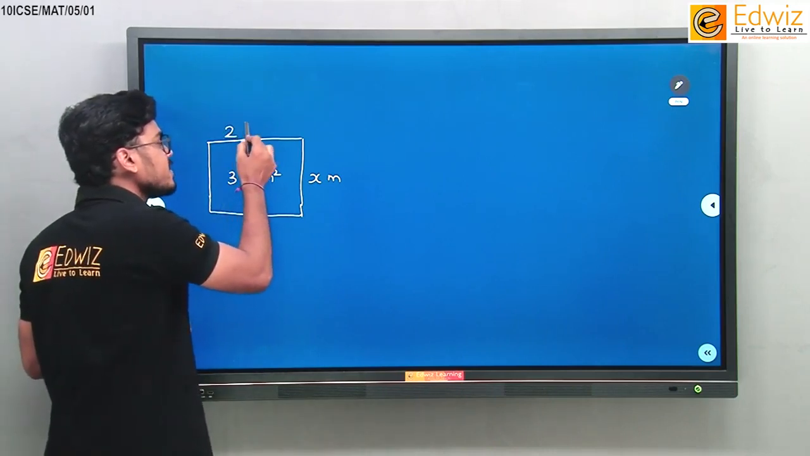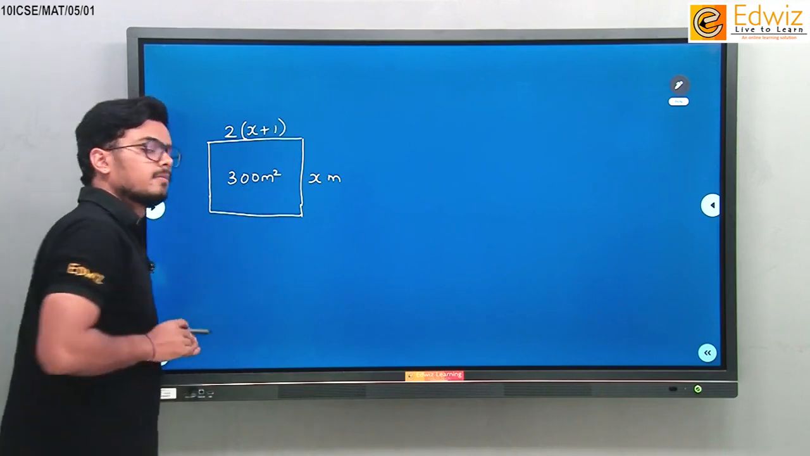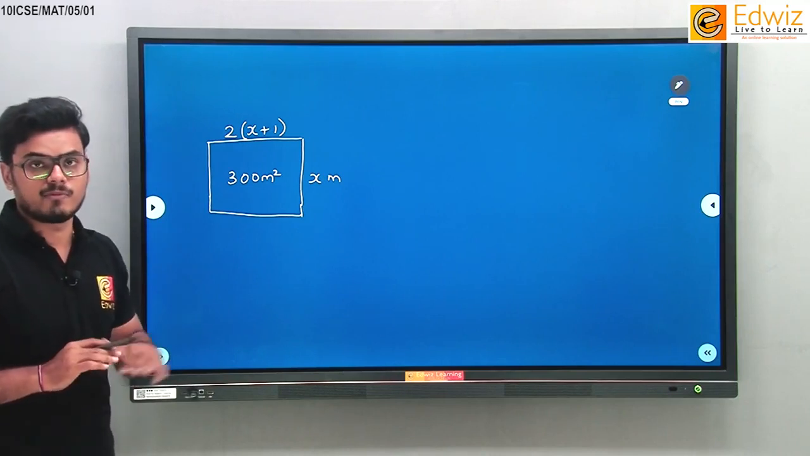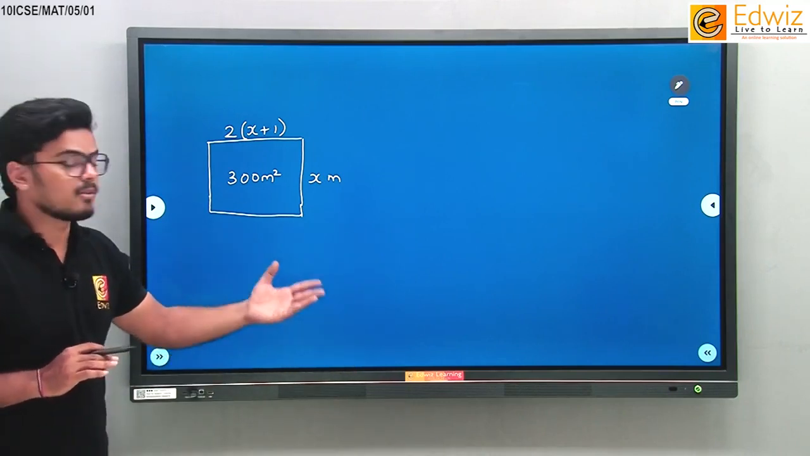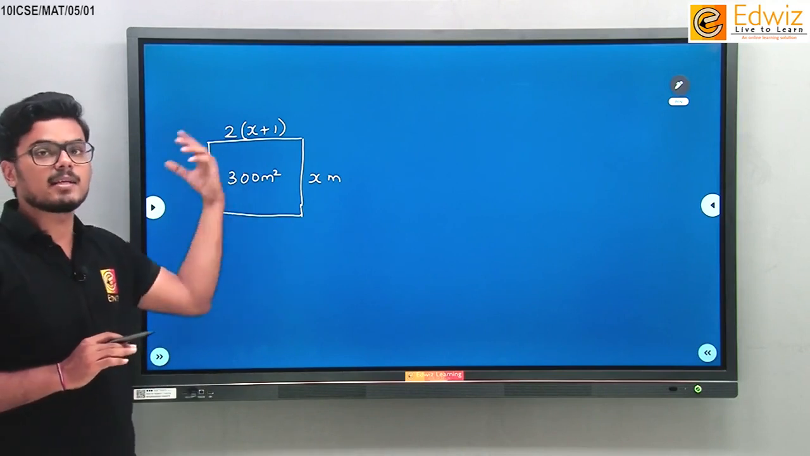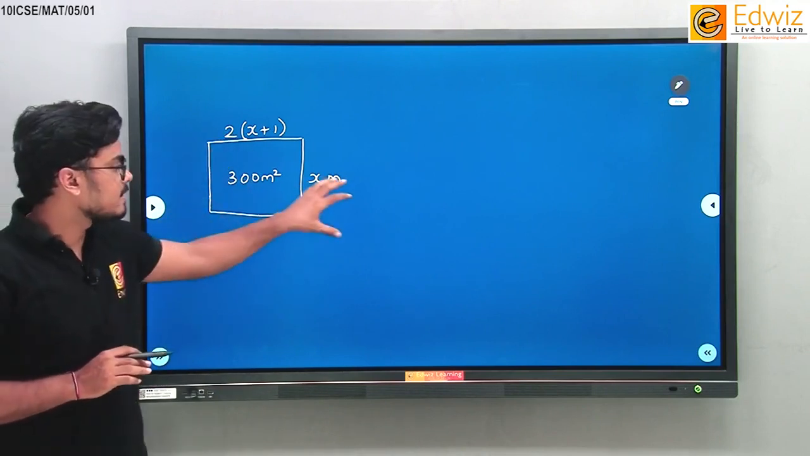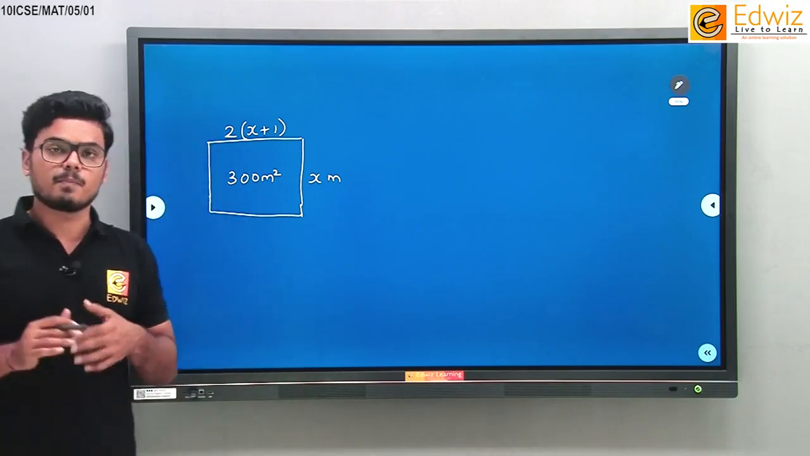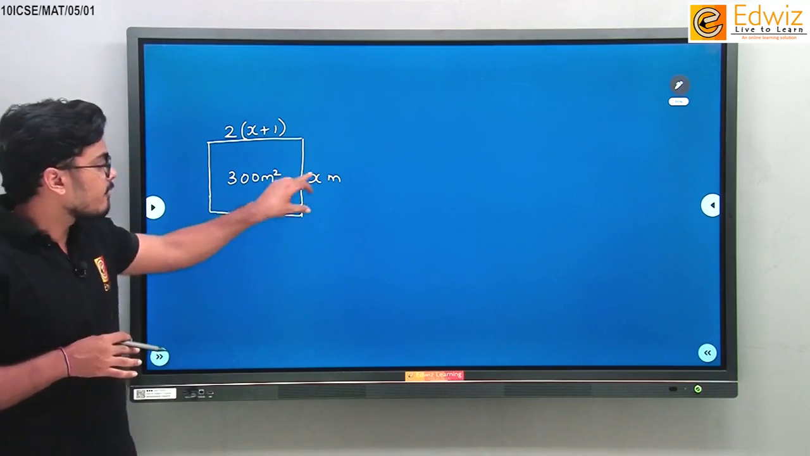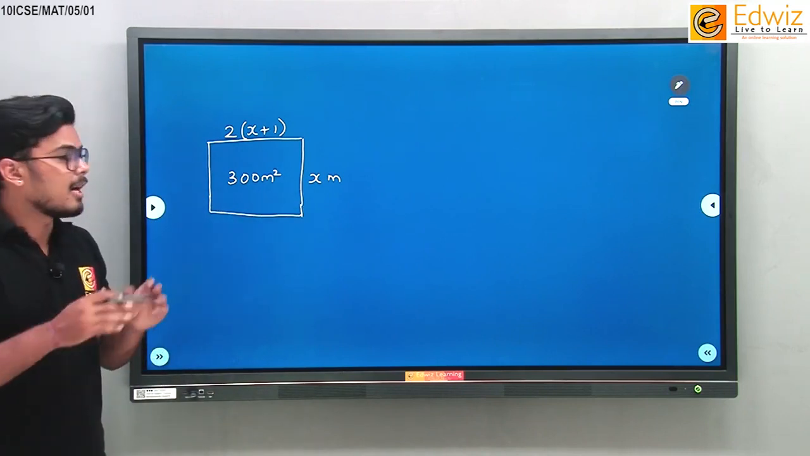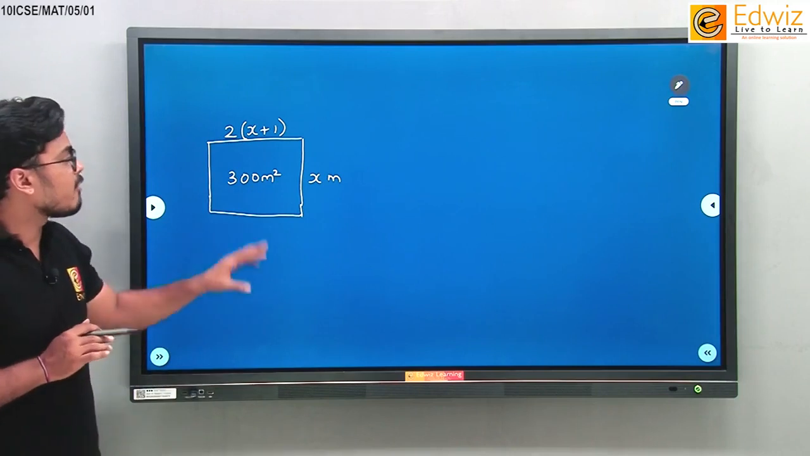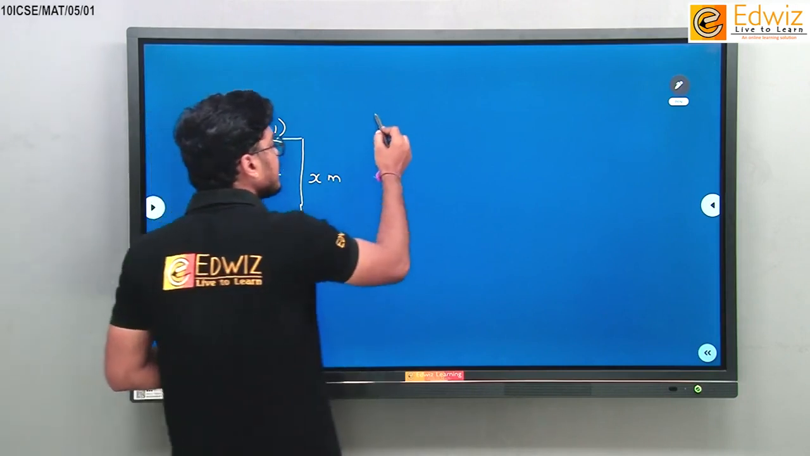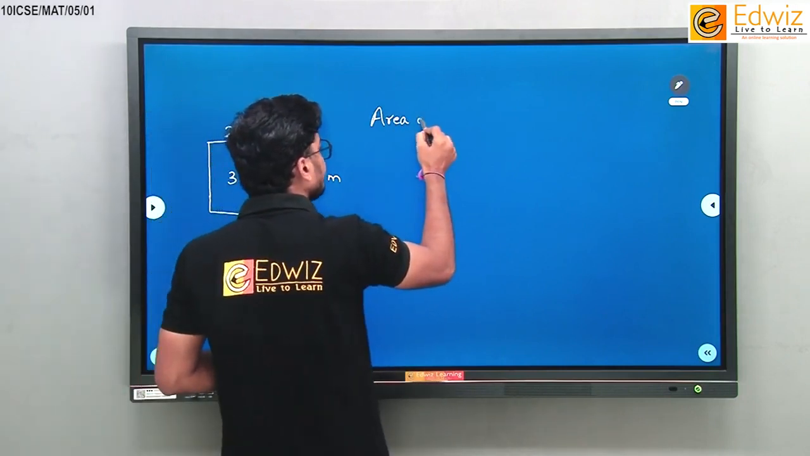So 2 times x plus 1 should be the length. Whatever the breadth is, you have to add 1 meter to that and make it 2 times that much. So this is the length, this is the breadth, and this is your piece of land of 300 square meters area. But the question still remains, what should the breadth be then? How much breadth do I need for this land and what should be the length of this land? For that, we can form an equation like this using the formula for the area of a rectangle.